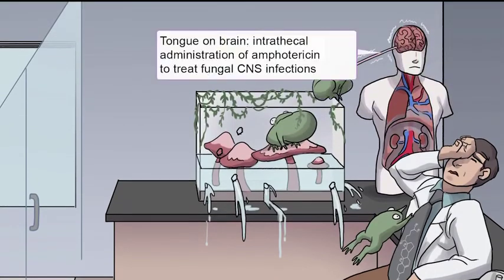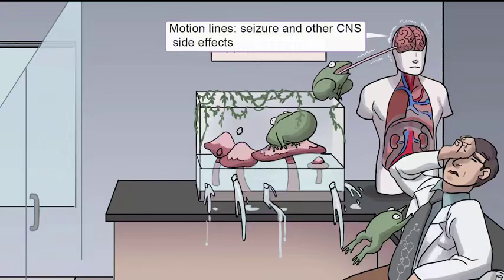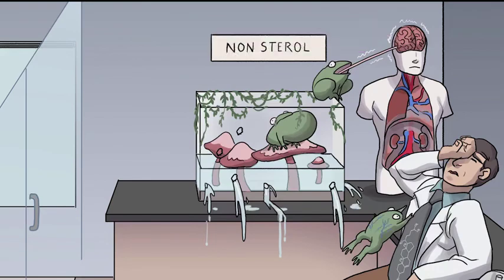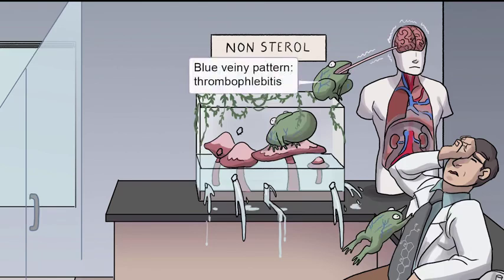Amphotericin is still sometimes used to treat fungal CNS infections and must be administered intrathecally. We'll sketch in a frog here who is latched onto the model brain with his tongue, kind of like an intrathecal line. This kind of administration can cause major CNS side effects, including seizures and neurological damage. Notice, we've added our sketchy seizure action lines to this frog in order to convey this. Also, during systemic administration, thrombophlebitis can occur at the injection site, and this will be highlighted by the blue veiny pattern on the frogs in the scene.